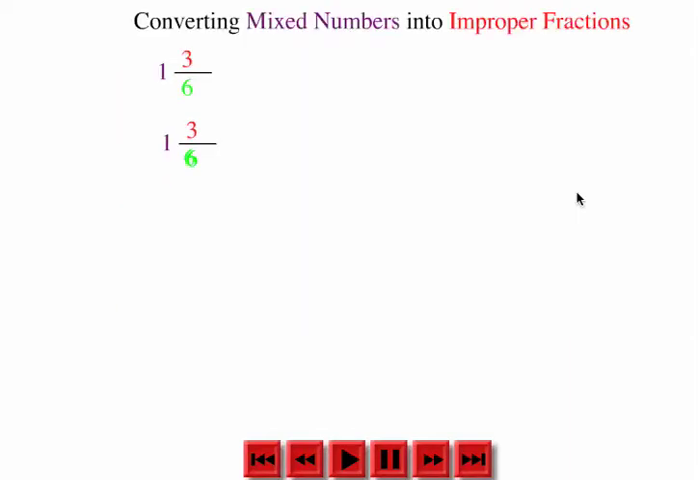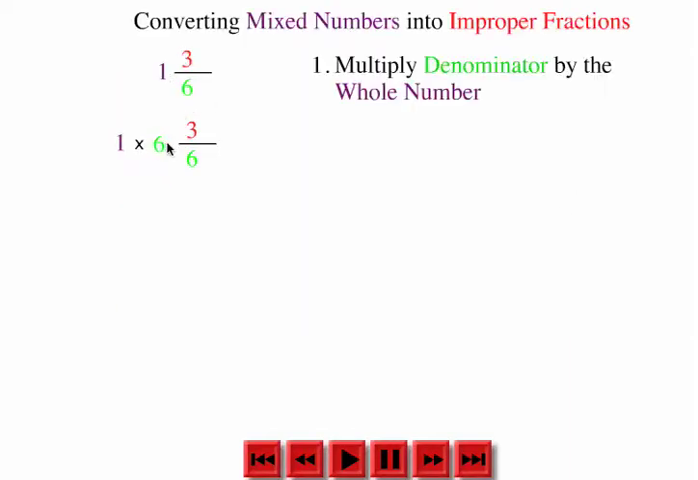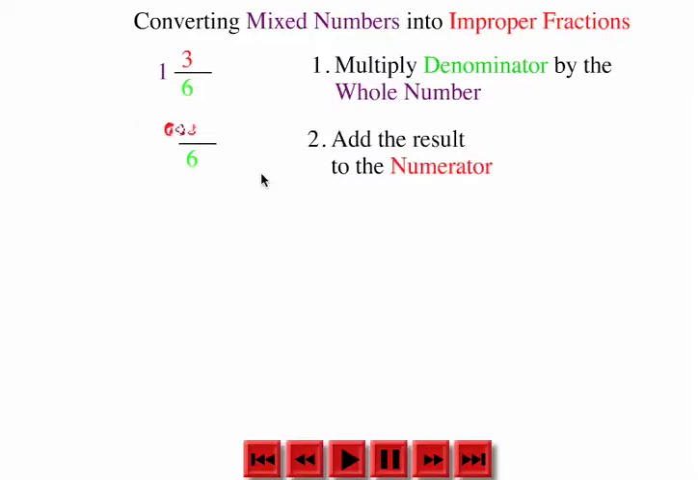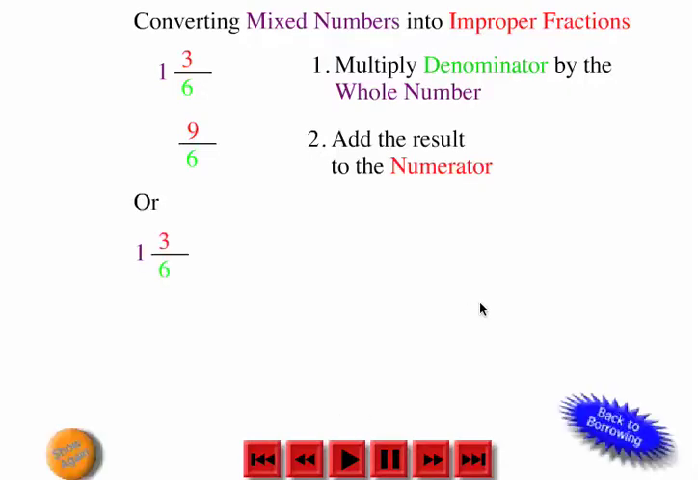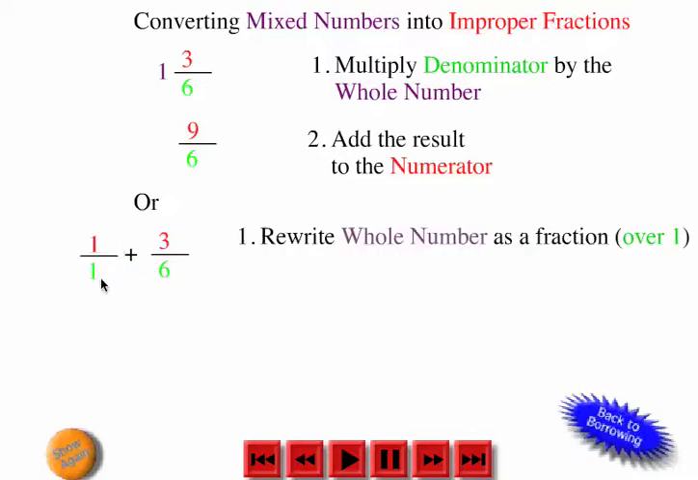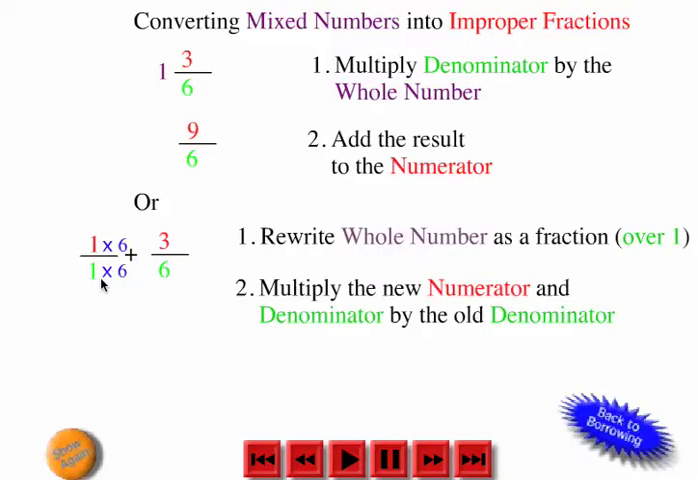All right, let's just have a quick look at this. If we have 1 and 3/6, the 6 multiplies this way, multiplies the 1, and we get 6. And then we add that way. So 6 added to the 3 gives us 9. So our 1 and 3/6 is 9/6. Another way of looking at it is our 1, we can think of that as 1 over 1, which is 6 over 6. And then we can add the 6/6 to the 3/6, and that gives us 9/6.